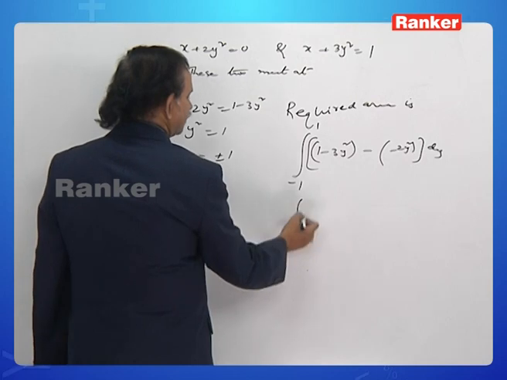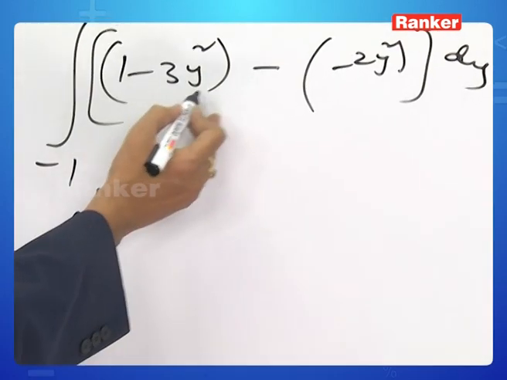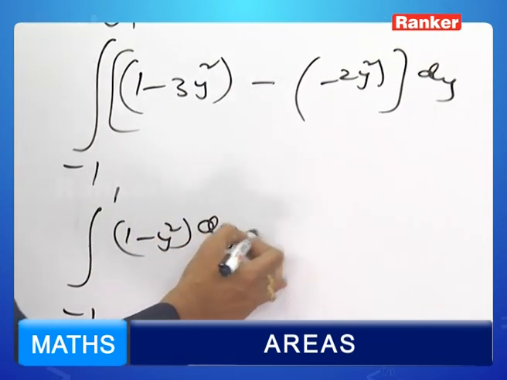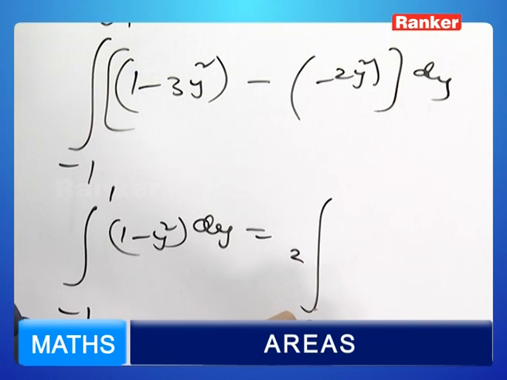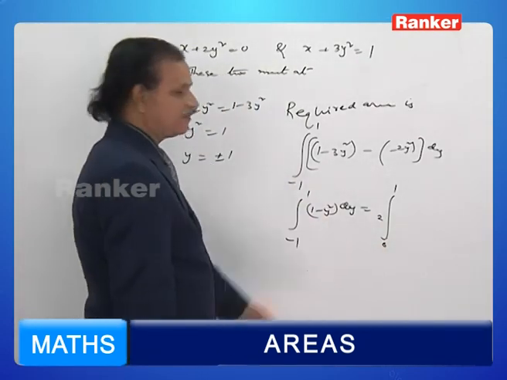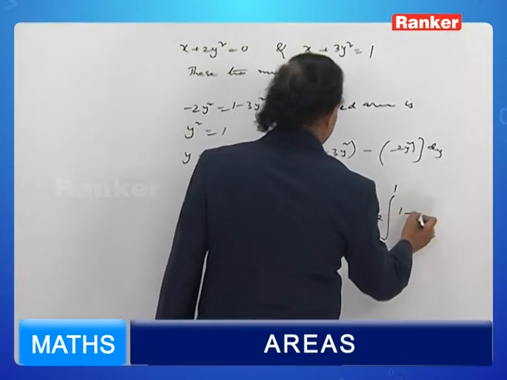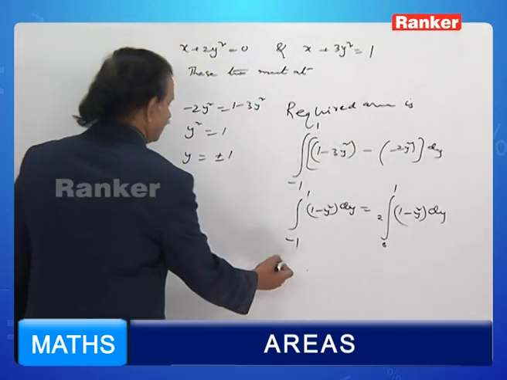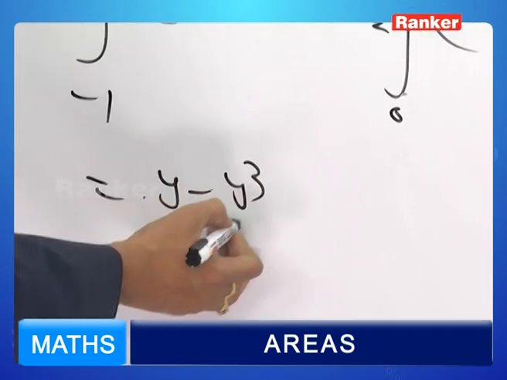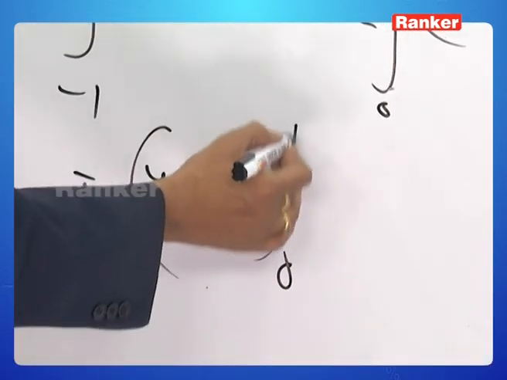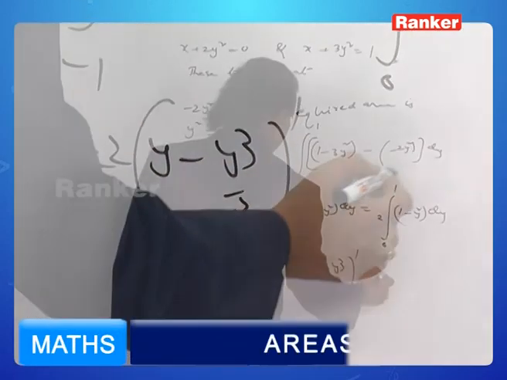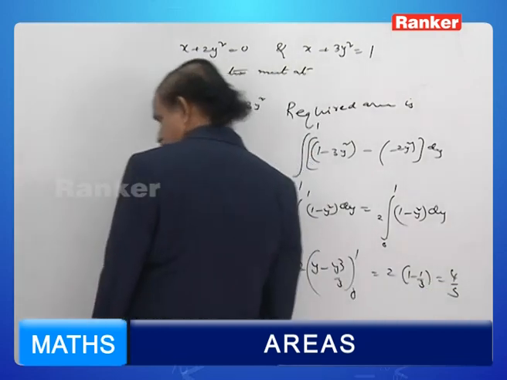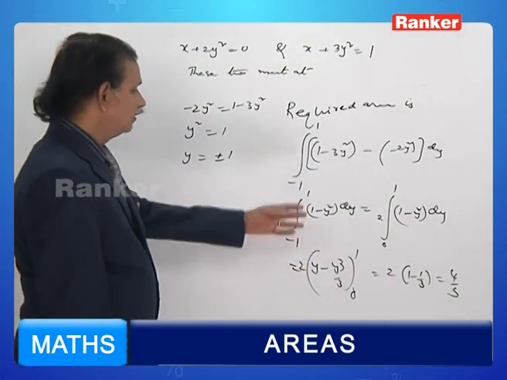Therefore, this is the integral from minus 1 to 1 of 1 minus 3y square plus 2y square, which is 1 minus y square dy. That is equal to 2 times the integral from 0 to 1, because it is an even function, of 1 minus y square dy. Hence, this is y minus y cube by 3 between the limits 0 and 1. So, this is 2 into 1 minus 1 by 3, 2 by 3, that is 4 by 3, is the answer. The required answer is 4 by 3.